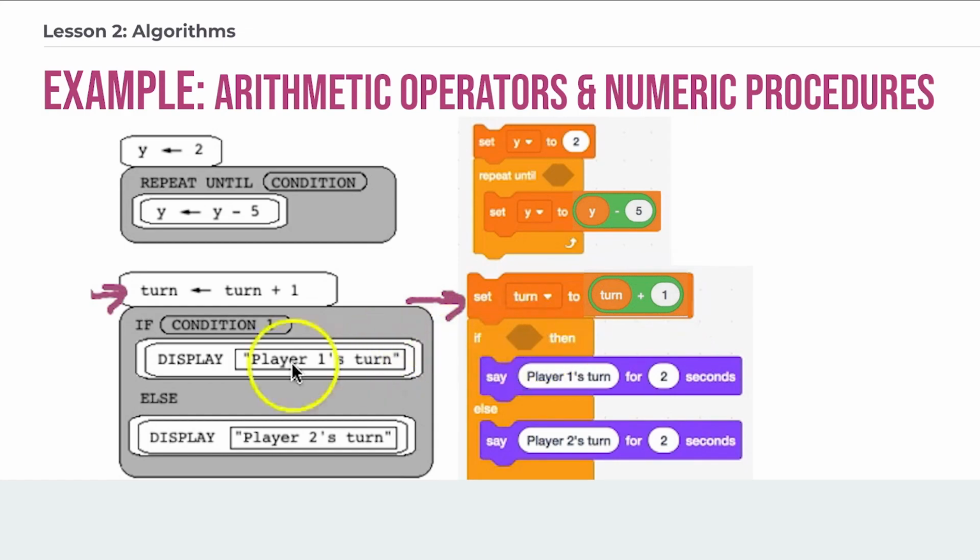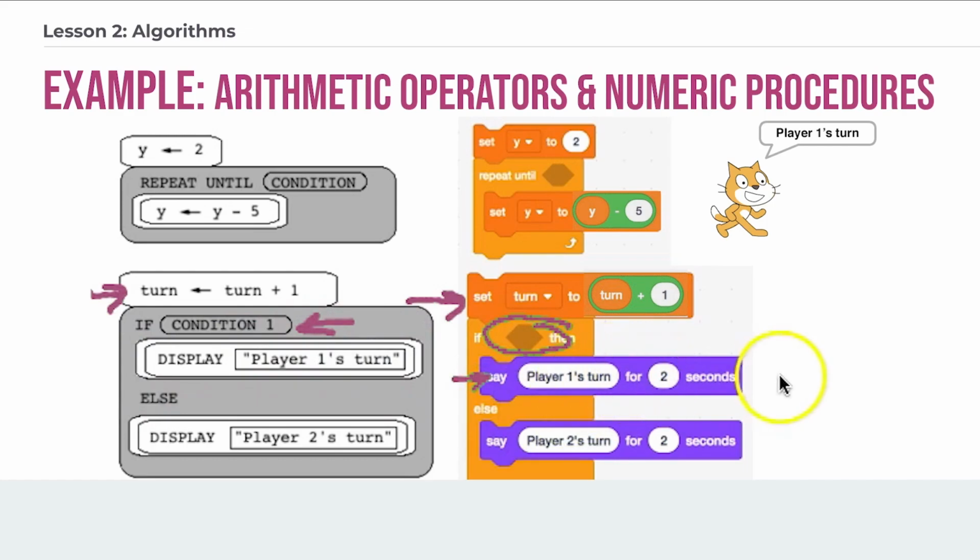All right. If a certain condition, condition 1. On the test, they're not going to tell you what the condition is. You have to figure it out. So here's our empty hexagon, if some condition is true, then display, and remember the way that we display in Scratch is with the say block. Say player 1's turn for 2 seconds. But if this condition isn't true, then it must be player 2's turn.